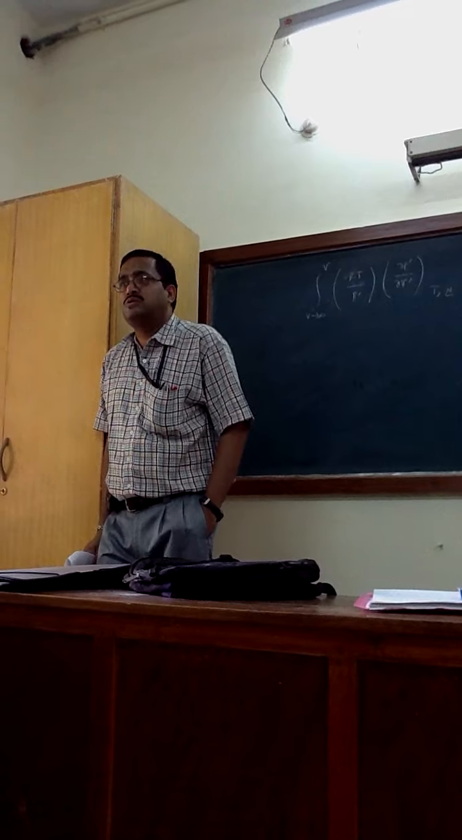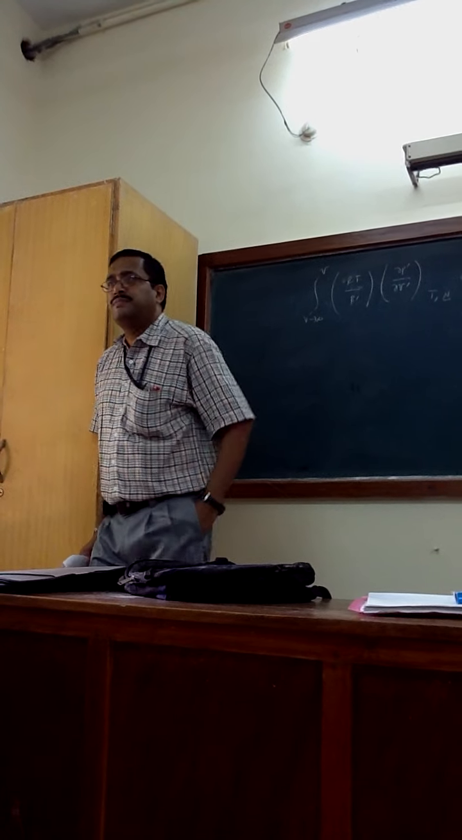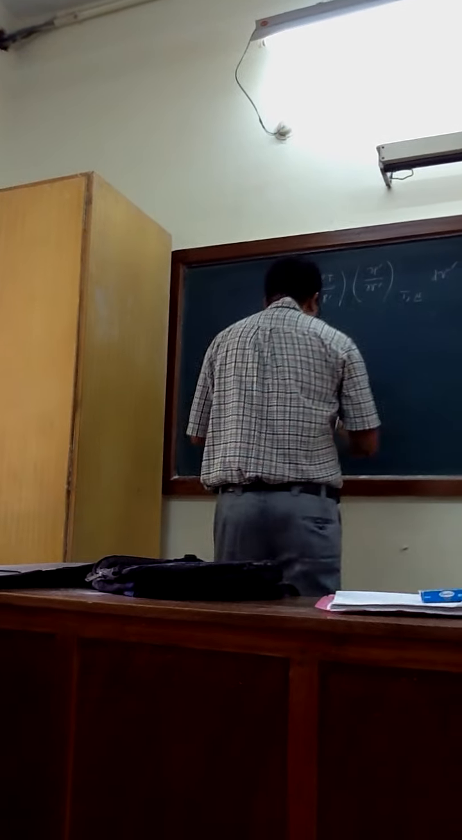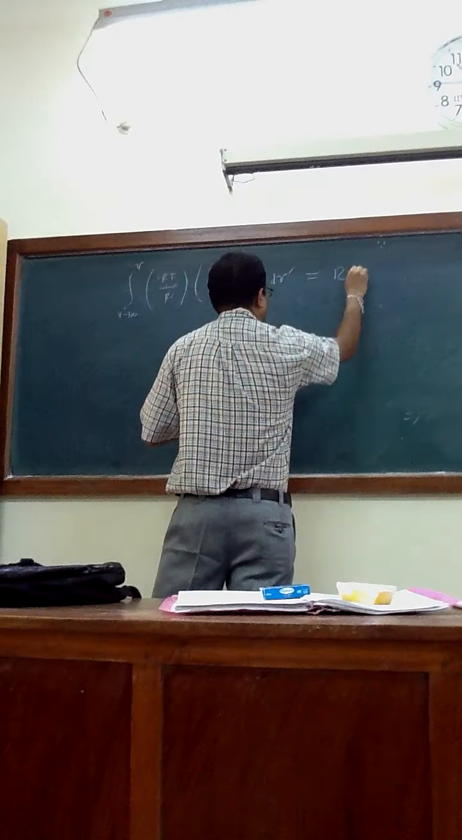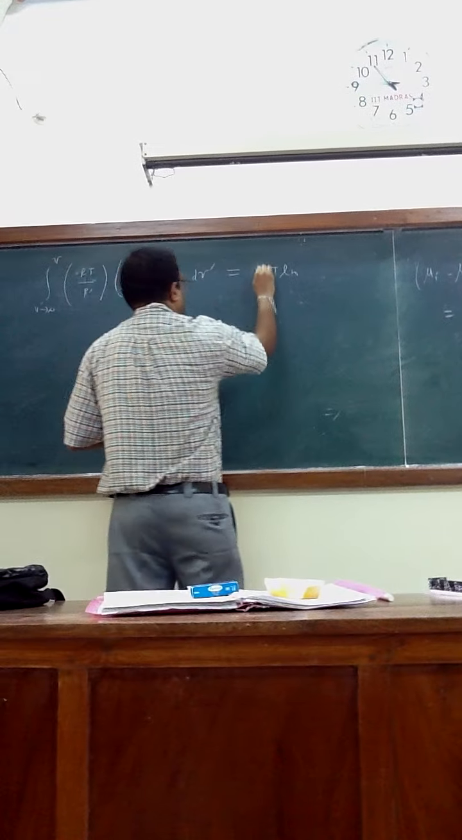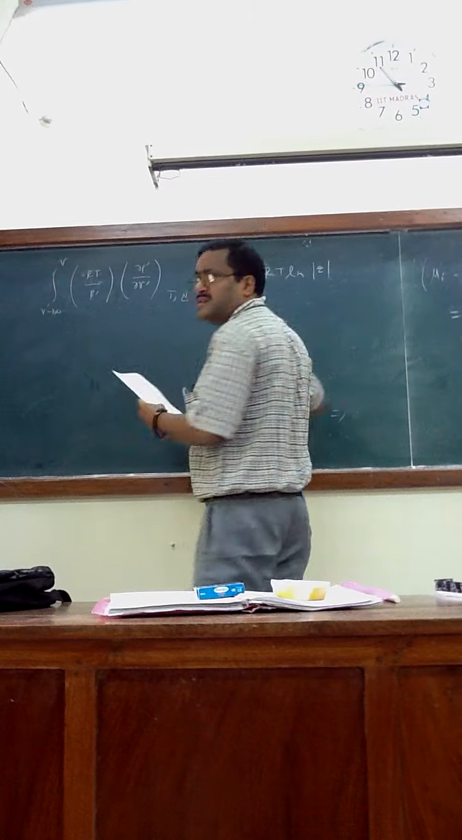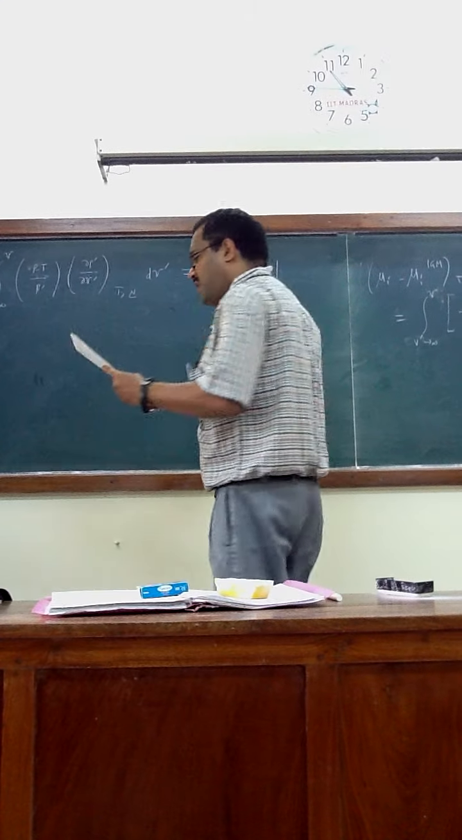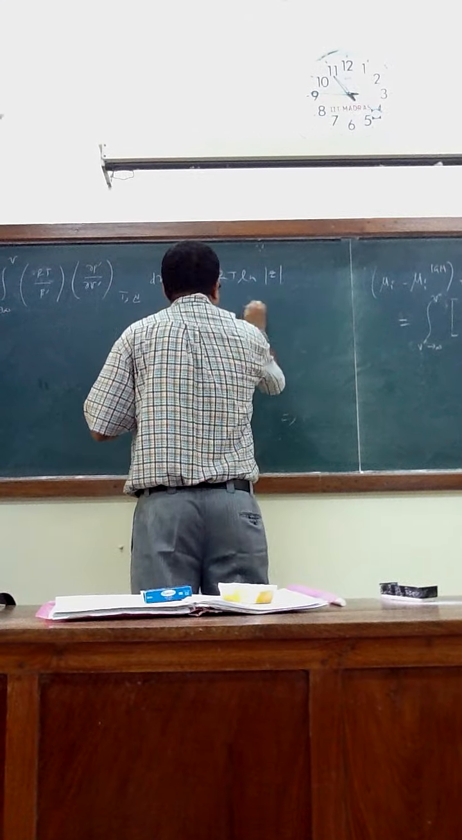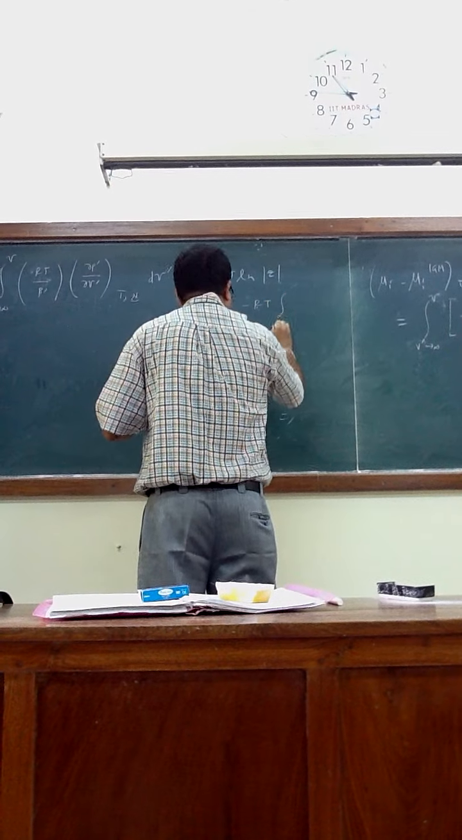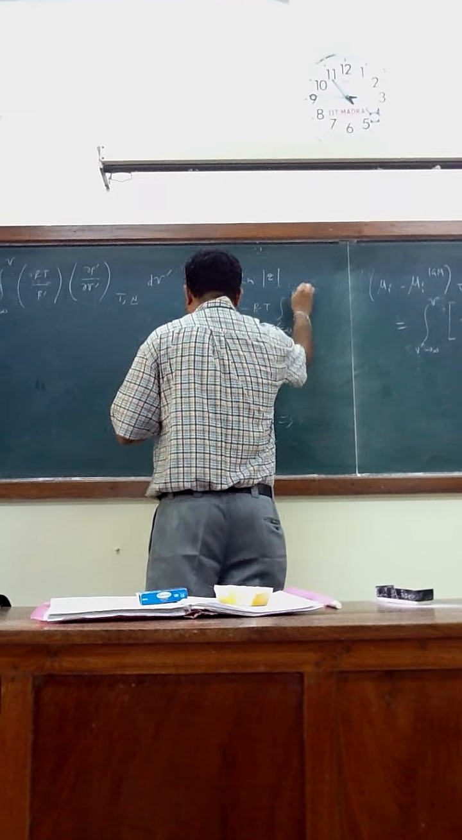You couldn't find the notes? Yes, can you tell me, madam? RTLN mod Z, then minus RT B prime tending to infinity to B.